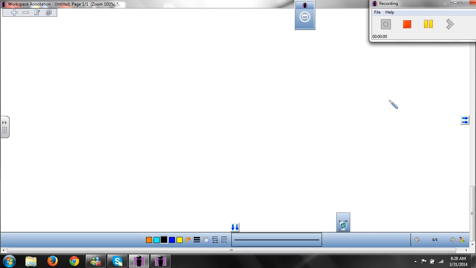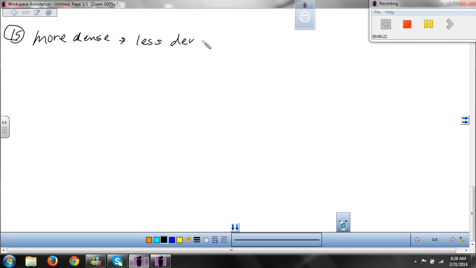All right. So now we're at number 15. Number 15 says that we have a beam of light that emerges from water into air. So it's going to go from more dense to less dense. So that tells me it's going to bend away from the normal.